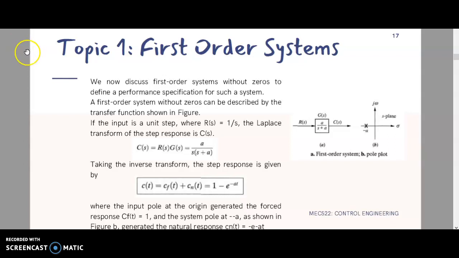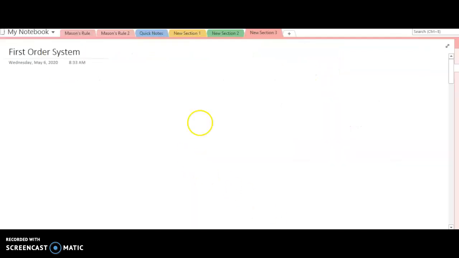Okay, for this topic, kita pergi kepada first topic. First order system. First you kena tahu apa itu first order. First order, idea dia adalah S power of 1. Kunci dia adalah this one, S power of 1. And then S power of 2, kita panggil dia second order system. Hopefully you can differentiate between first order and then second order.